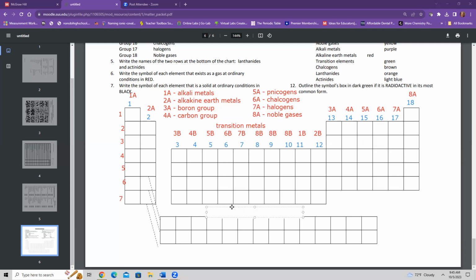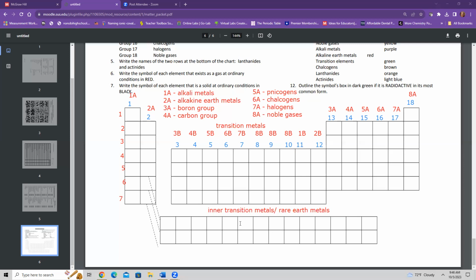these have two names. They're known as inner transition metals, or rare earth metals. Okay, let me make it a little bit longer so you can read all of it. All right, so that's them.